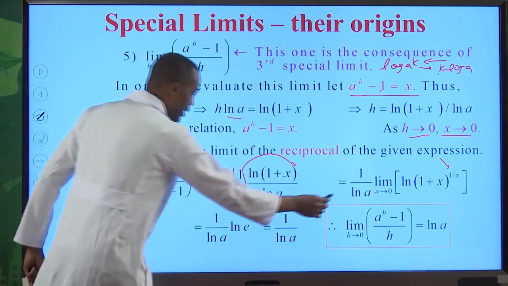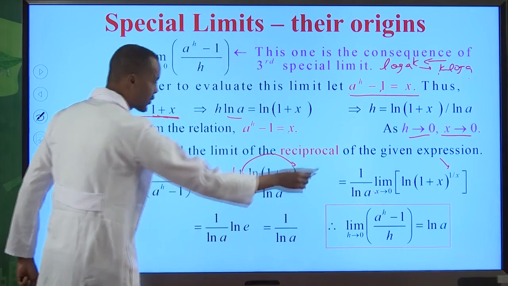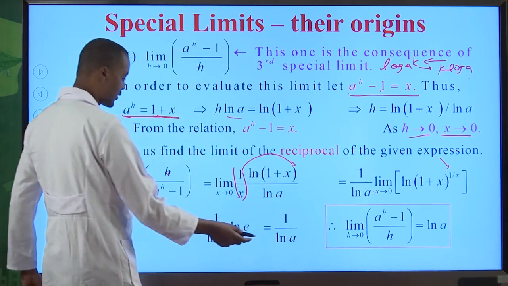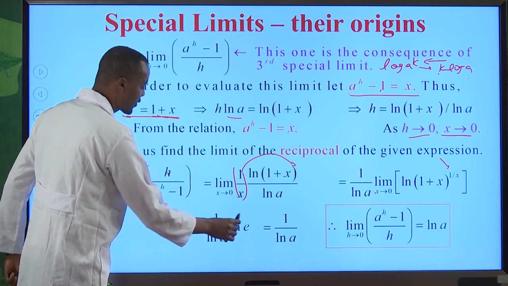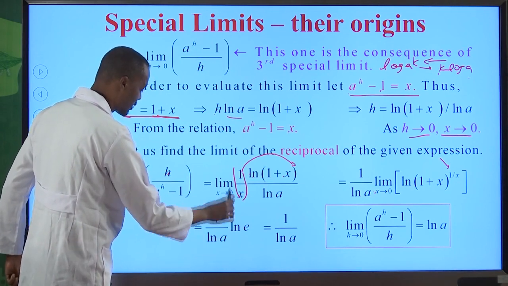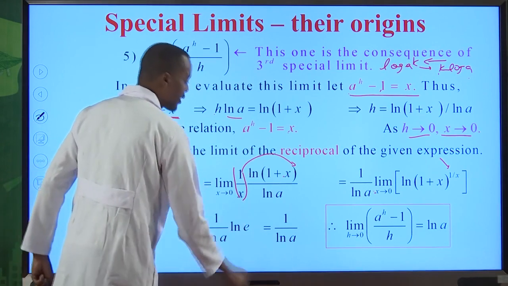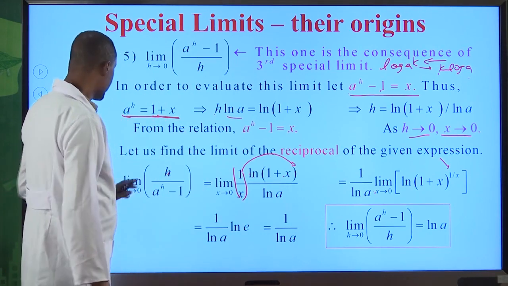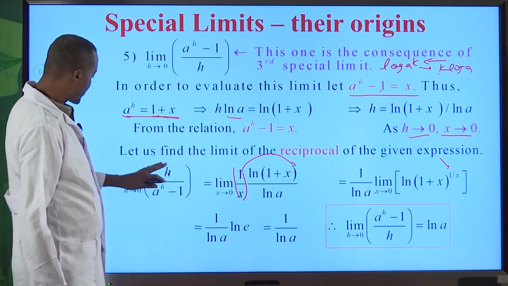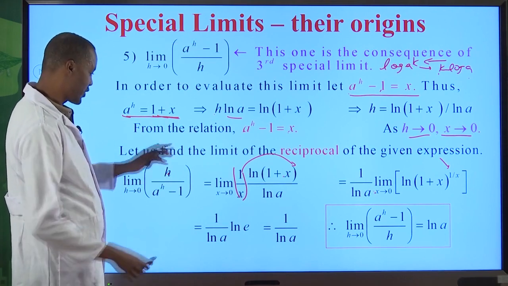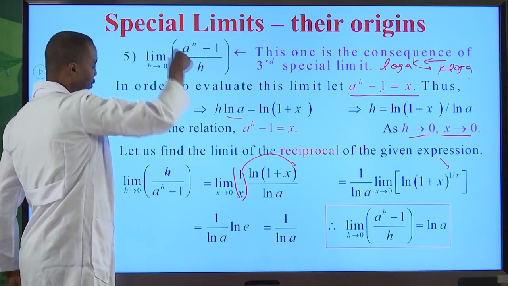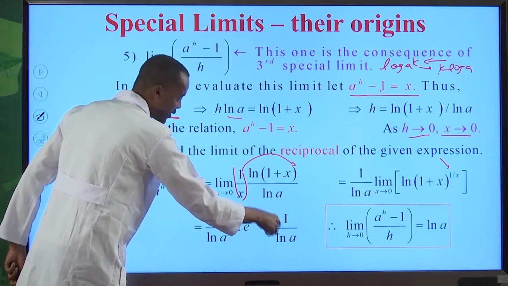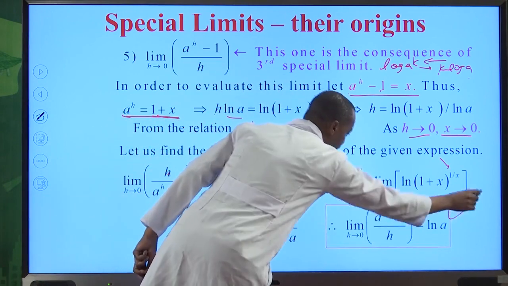So 1 over ln a, this one, times ln of e, but ln of e is, ln is simply a natural logarithm, so logarithm of e to the base itself. So that is 1 over ln a. Originally my problem was this one, but I rather did the limit for the reciprocal of it. So the answer for this one must be the reciprocal of my final answer here. So this is the answer for this one.